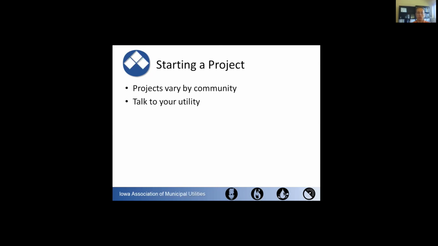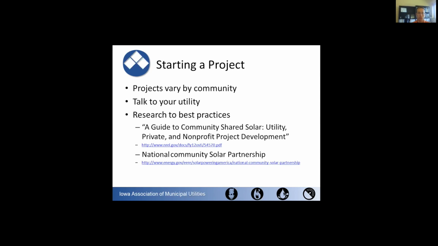These systems would be connected into the utility electric distribution system. So I think it's important to have a good dialogue and have a good working relationship with the utility on developing a project. I think it's important to research the best practices. I just put up here 2 resources. First is a publication from NREL, a guide to community shared solar, utility, private, and non-profit project development. I think that's a good document to start with if you're interested in this kind of project.